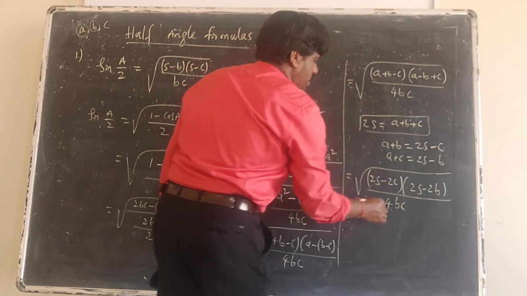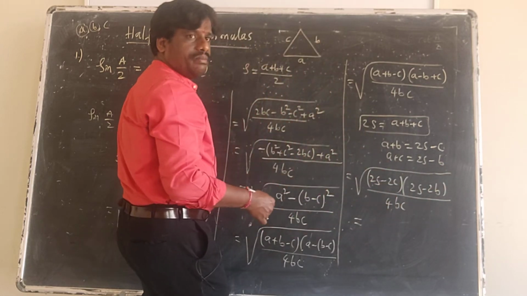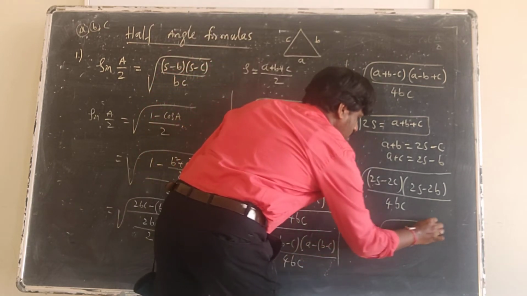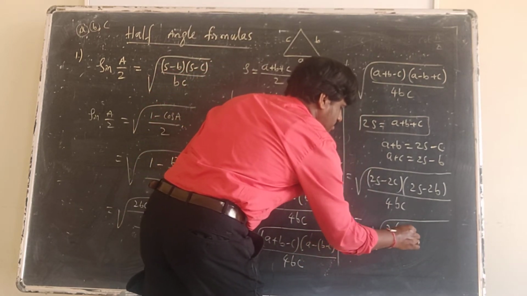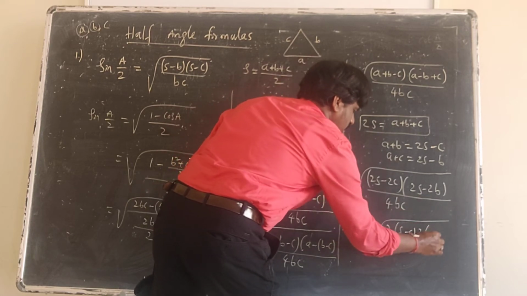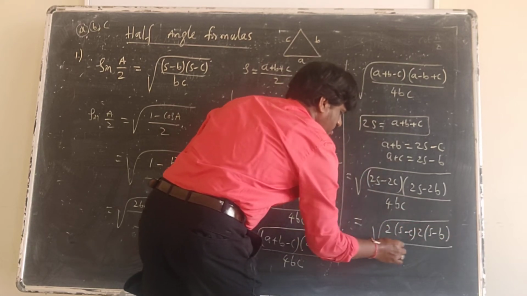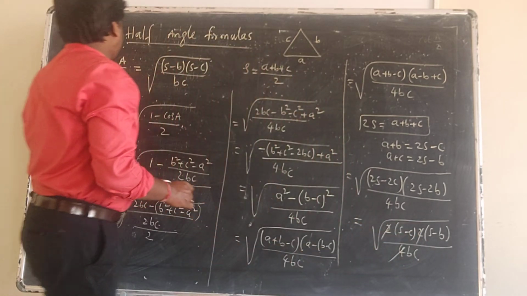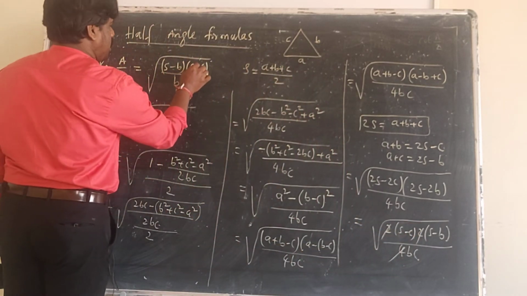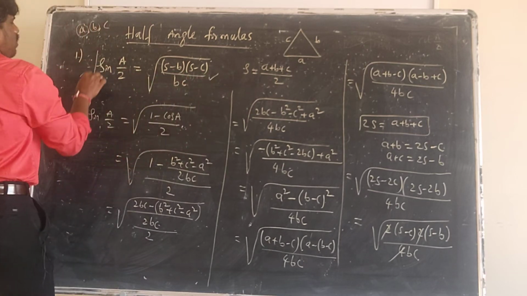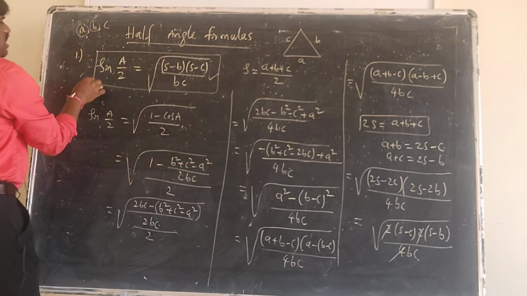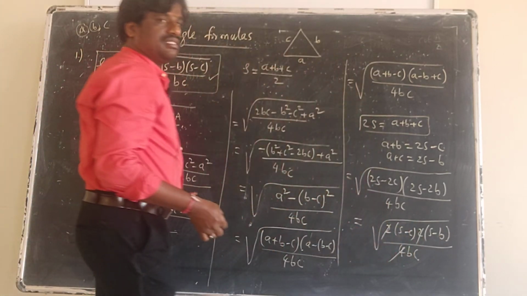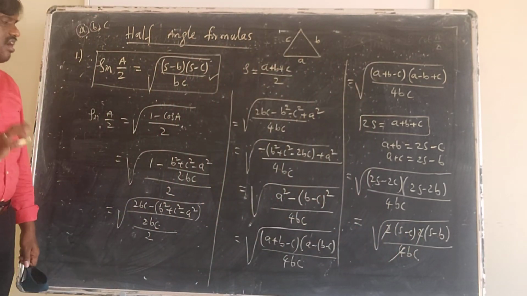4BC. So what I am getting here, 2 will be taken out common, so 2 will get cancelled out. Under the root, 2 taken common S minus C, 2 taken common S minus B, divided by 4BC, 4 cancels out, S minus C into S minus B by BC. Hence proved, half angle law. Sin of A by 2 is equal to the square root of S minus B into S minus C by BC. So this is what we call the half angle law.